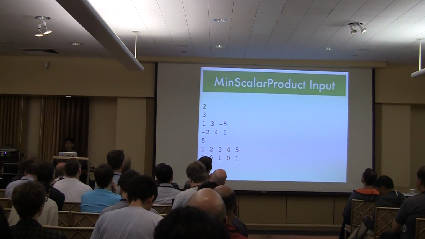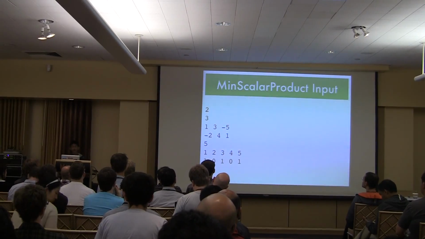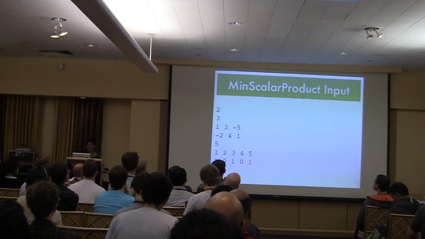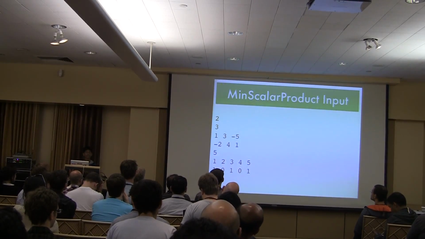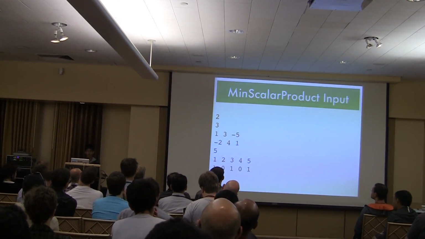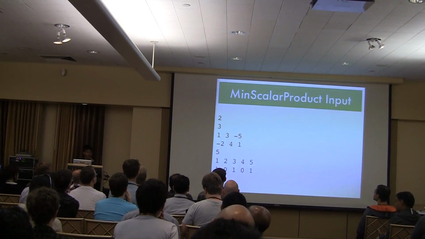This is from the min-scalar product input. This was in 2009, round 1A. The idea of this problem is you're going to be given two vectors and you need to rearrange them such that their dot product is as small as possible. So this is the sample input they give you for the problem.